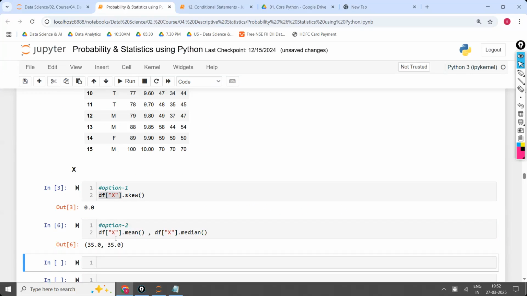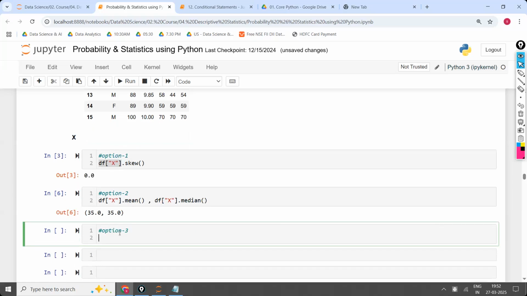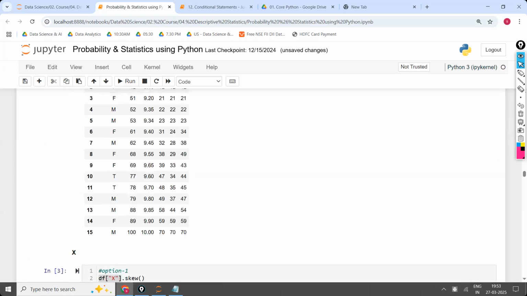Clear, everyone? Now, what is the third option I told you? Option number 3 is called histogram. Let us draw the histogram. To draw the histogram, it is sns dot histplot, and for which column I want to apply this, I have to write that along with bins equal to 7. Now it is asking what is sns.